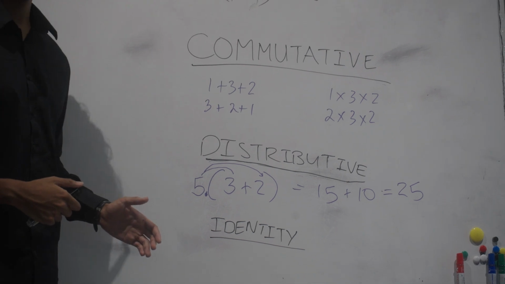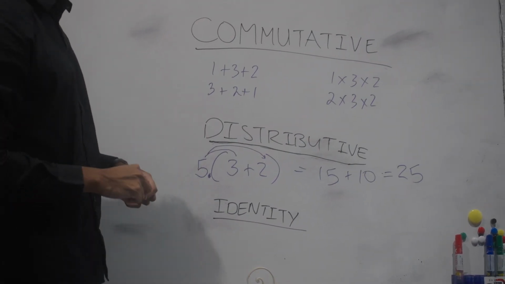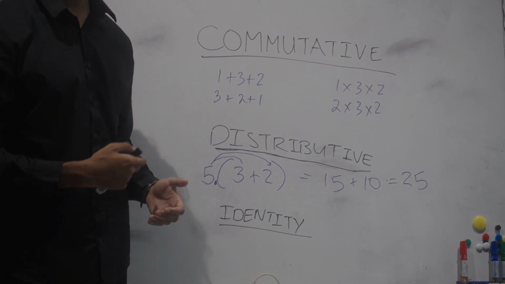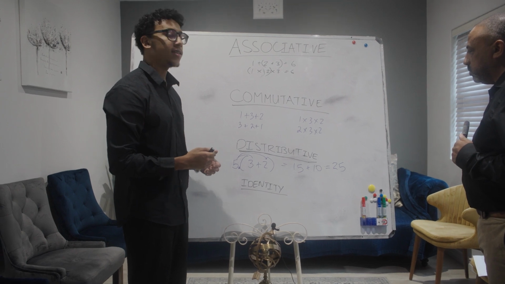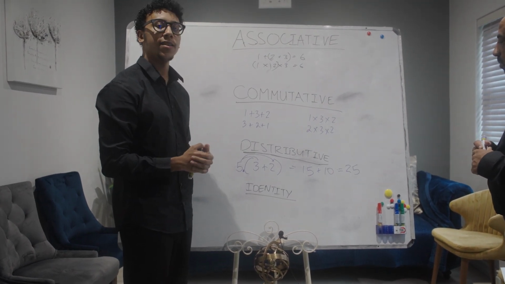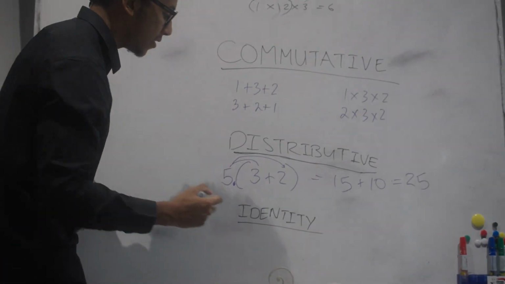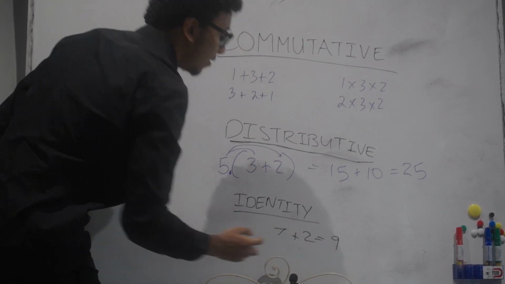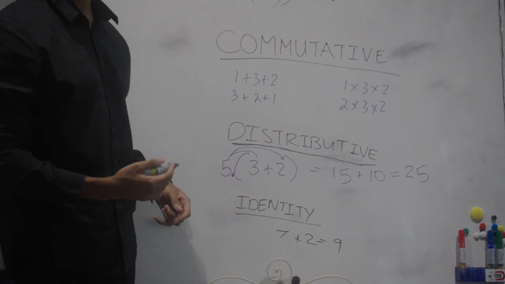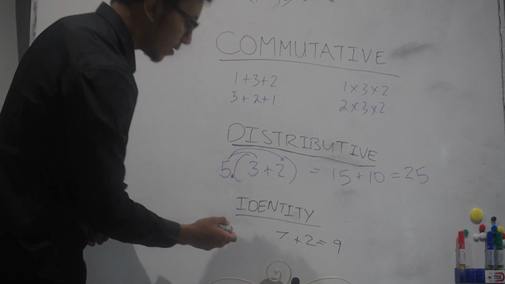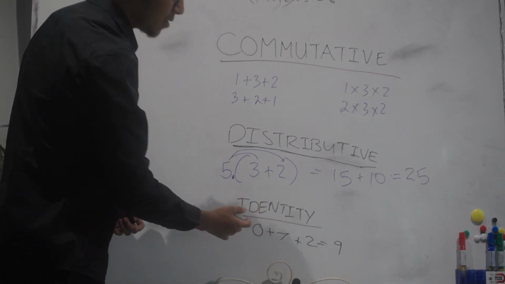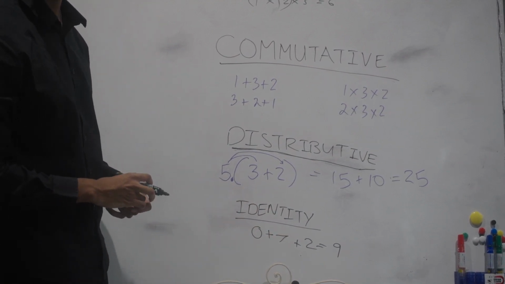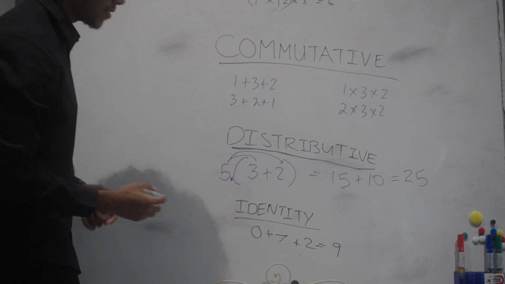The last one that we're doing is the identity property. In multiplication and addition, in the identity we'd like to have a number that we apply to the equation that keeps it the same. For example, in addition, 7 plus 2 is equal to 9. The number that will keep that equation the same is 0. If we add a 0 on this side, we'll still get 9. That's the additive identity.